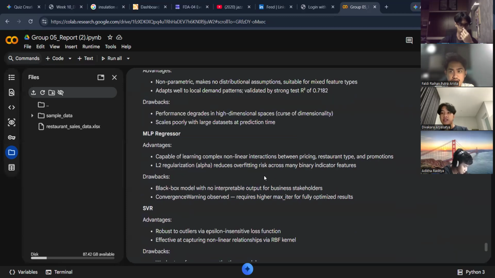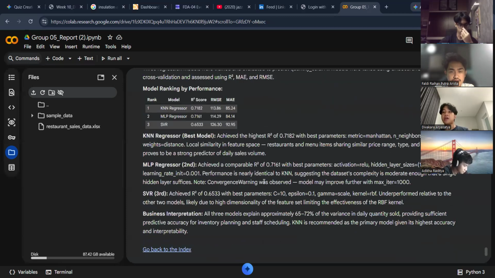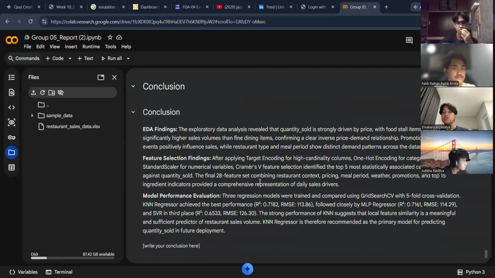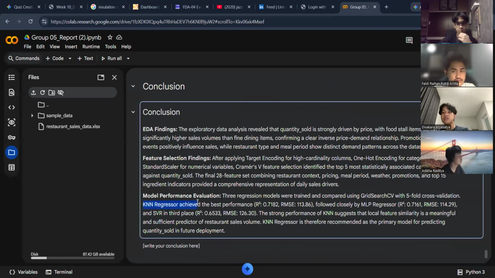And for the recommendation, the KNN regressor is selected as the primary model, as it achieved the highest R-squared and the lowest RMSE, with the most interpretable prediction mechanism among the three. All three models explain approximately 65 to 72% of the variance in daily quantity sold, which is sufficient to support inventory planning and staff scheduling decisions.